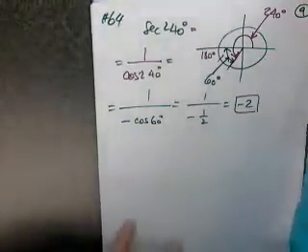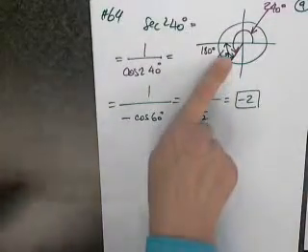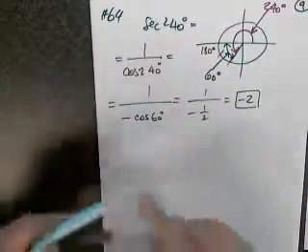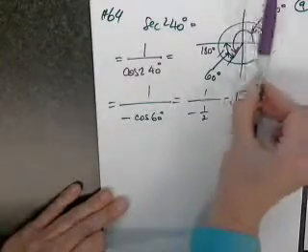And is it negative because cosine is... It's negative, yes. Cosine is measured on the x-axis. Cosine is positive here and negative here.